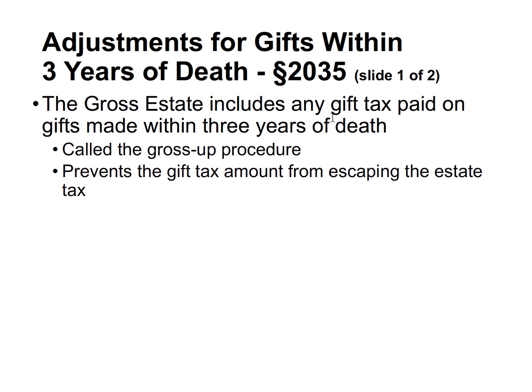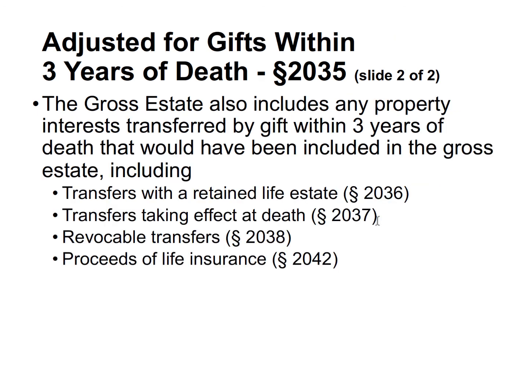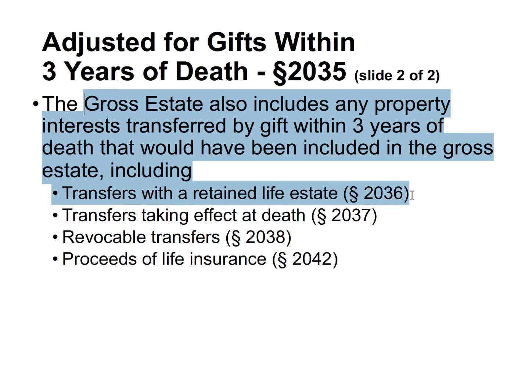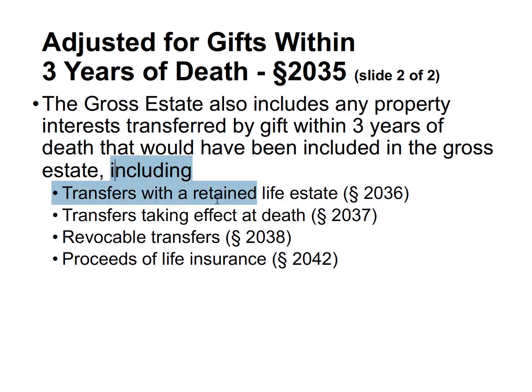Now this is the gift tax paid, and as you see on the next slide, the actual amount of the assets. The gross estate also includes any property interest transferred. So that includes the value. So this is transfers of a retained life estate. That's a life estate where you transfer property, but somebody has the ability for the rest of their life to have some right with the property. And then upon that, it transfers to another party. So they don't own the property in fee simple absolute. Transfers taking effect at death, revocable transfers, and proceeds of life insurance. All these are part of that. So it includes, that means it's not just, but it also includes these things.